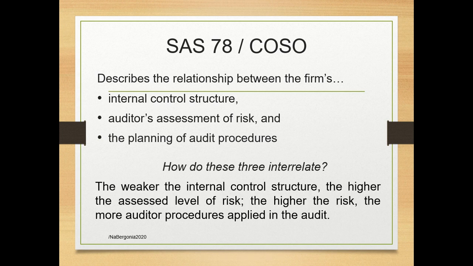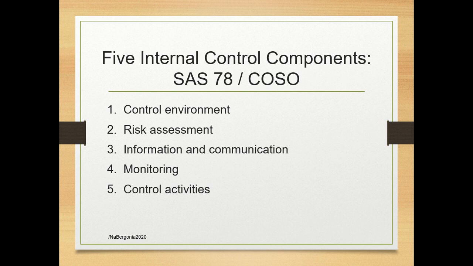Because the weaker the internal control structure, the higher the level of risks to be assessed by the auditor, and the higher the risks, the more auditor's procedures should be applied in the audit. Okay? So, kaya importante yung about the COSO framework na yan. So, ngayon, discuss natin, okay, ano ba yung 5 parts nitong COSO framework na to.